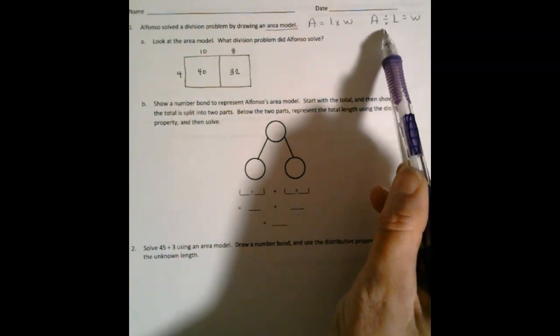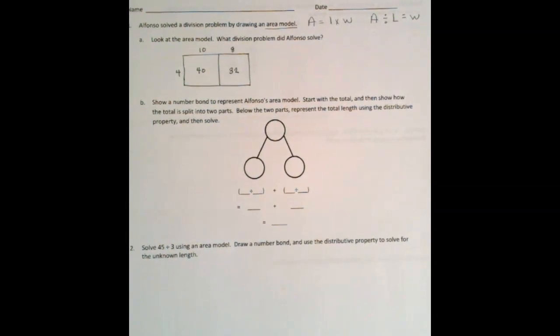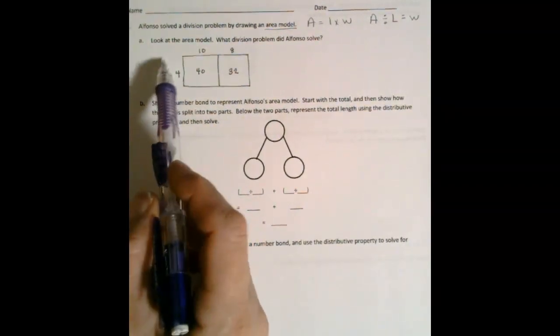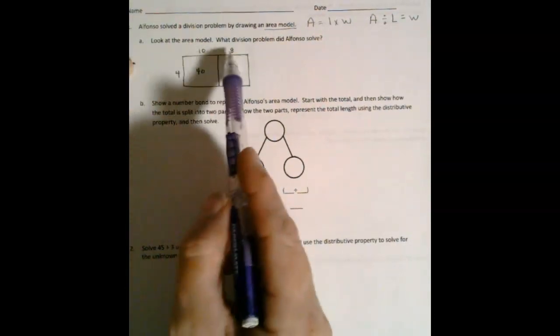You're taking your total, you're going to be dividing that by your length, and then that's going to give you your width. Or you're dividing by your width and it's going to give you your length, however you want to look at it. All right, so here's the area model that Alfonso did. It says, look at the area model. What division problem did Alfonso solve?